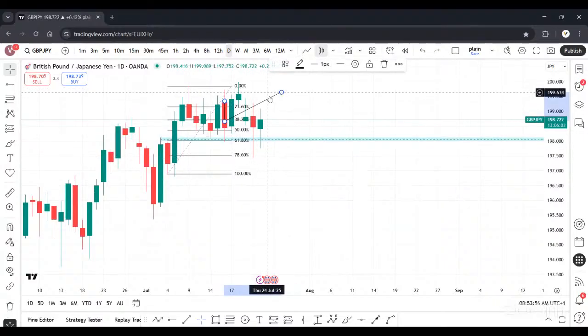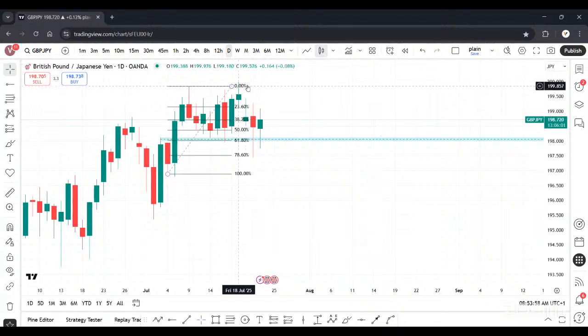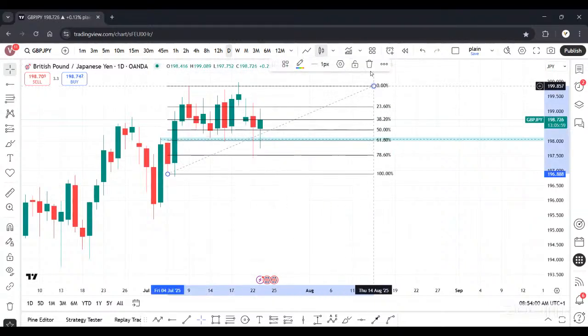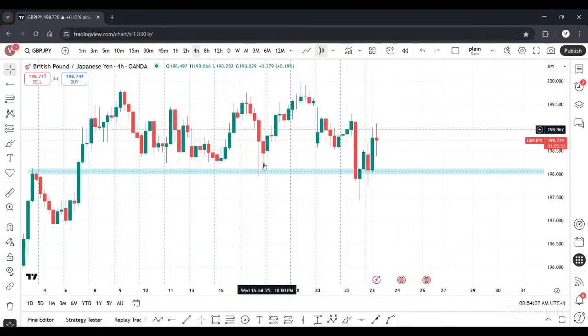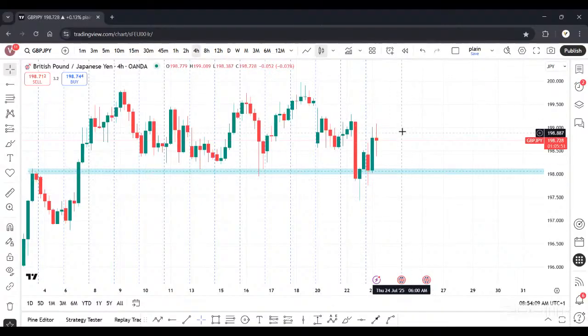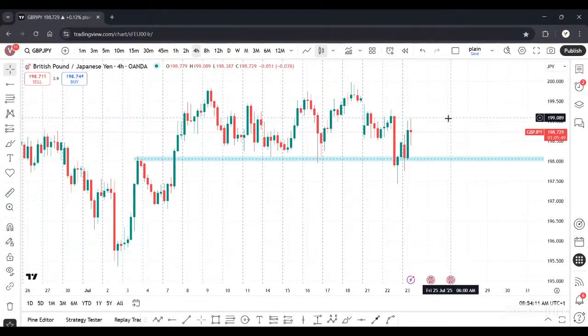So if you look at it this way, you see that it also went all the way back to 78.6. So this is a decent enough retracement. And now I think GBP/JPY should be ready for a buy all the way to the upside. So at this point, we'll be looking for a buy on GBP/JPY.